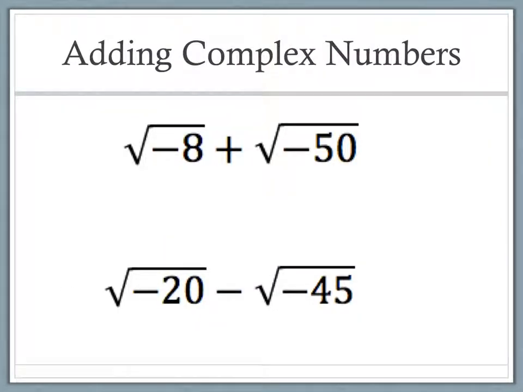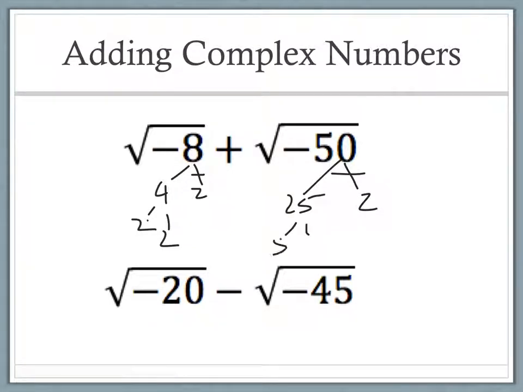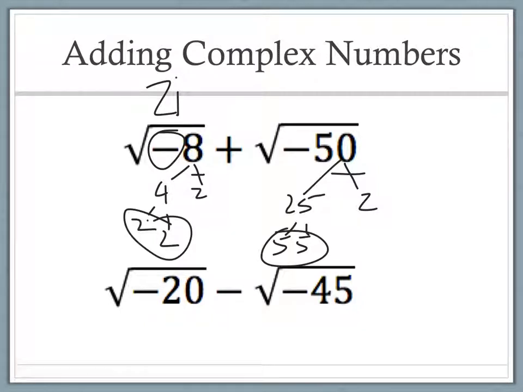Now, we can add complex numbers. So when we're doing these, if you notice, these don't match. I have an 8 and a 50. So I actually have to break these down first, which that's going to be 4 and 2, 2 and 2, 25 and 2, and 5 and 5. Okay, there's my pair. Okay, so I'm actually going to have this as 2, and if the negative is on here, we need to get rid of that. So the way we get rid of it, we just put an i out front. Square root 2 plus, this is going to be 5i square root 2.